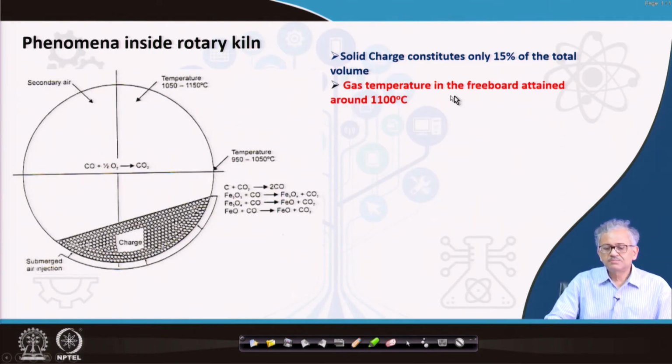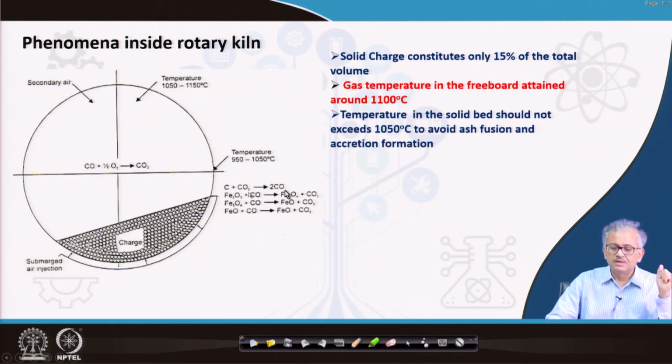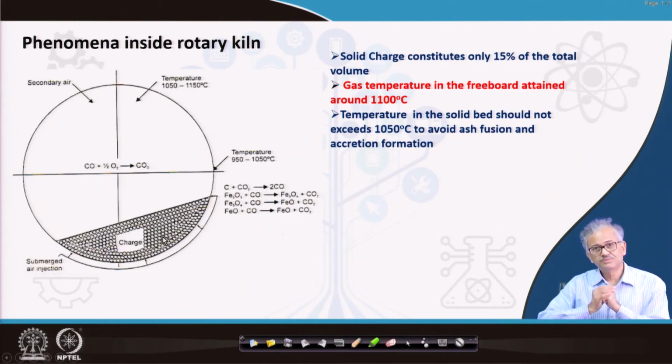This is one point. The second point is that this is the dust laden gas. You have a huge dust laden gas, and you have to allow the space for that. Gas temperature in the freeboard attains 1100 degrees centigrade. You can see this post combustion, all these things are taking place. So temperature becomes very high, at 1100 degrees centigrade.